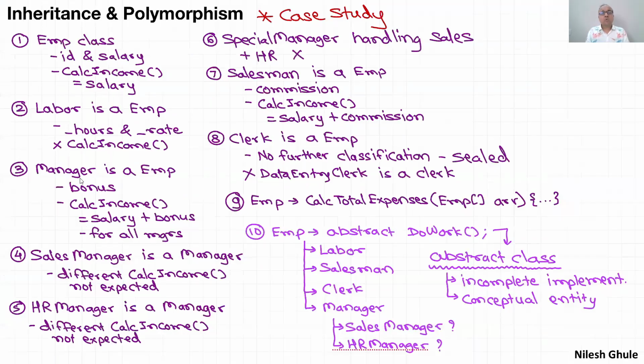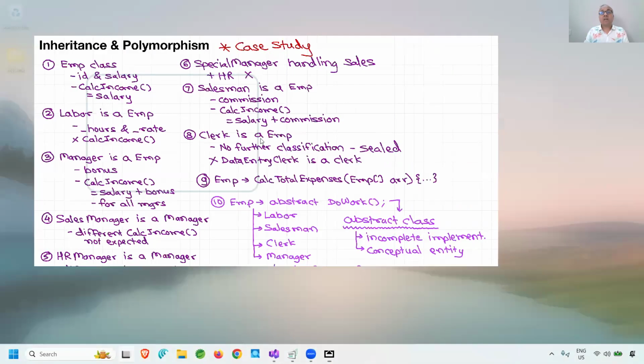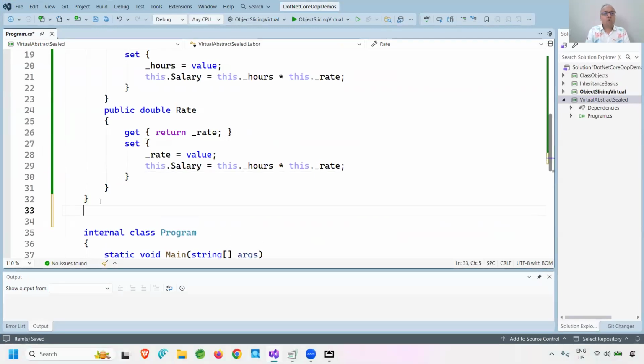You can see the next requirement is implementing a manager, and in this manager you will be getting some extra bonus. So your income calculation formula will differ. Now it will be salary plus bonus for all types of managers. We do not want to differ it for every different manager category like sales manager, HR manager, and so on and so forth. I want this particular calculate income to be common for all types of managers. So let us first implement it, and then I'll tell you how we can do this.